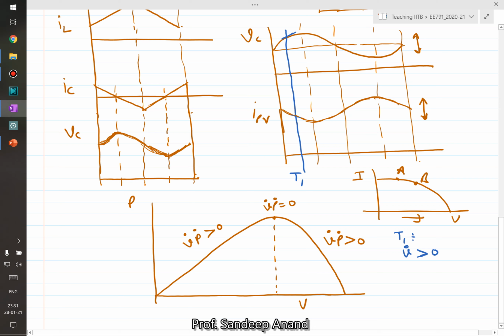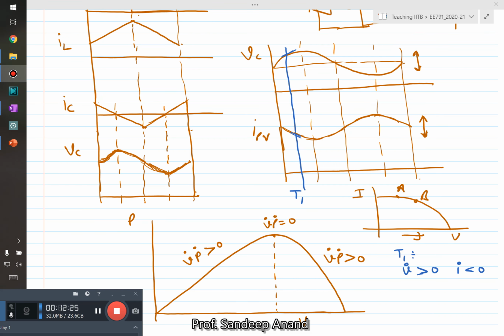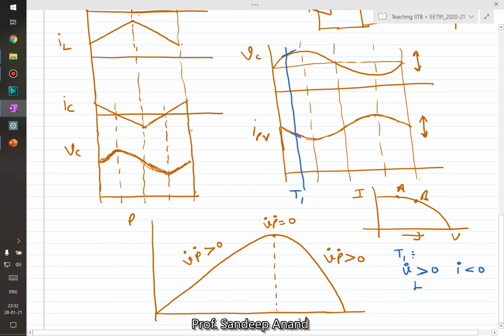Di by dt is negative. So I dot is negative, and what about the power dot? Now the power dot here is dependent on whether we are on the left hand side or right hand side. So if I'm on the left hand side, then power dot is positive, and if I'm on the right hand side, then the power dot is negative.